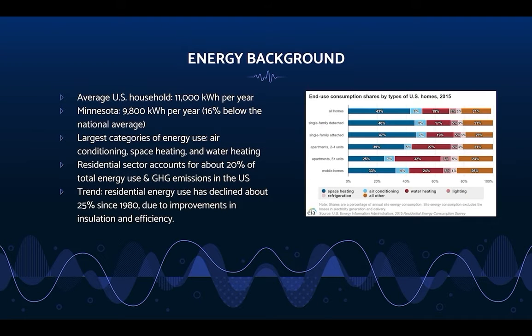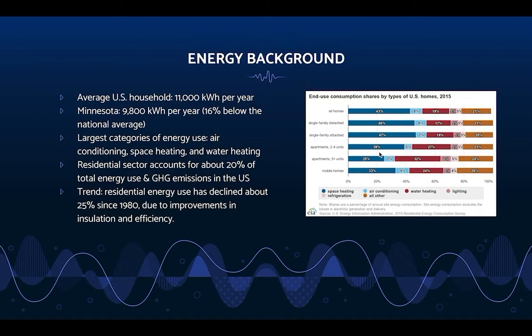For some energy background, the average US household uses about 11,000 kilowatt hours per year, and in Minnesota, the average home uses about 9,800 kilowatt hours per year, which works out to about 871 kilowatt hours per month. And despite the cold climate, residential electricity use in Minnesota is actually 16% below the national average, and this is due in large part because many homes use natural gas for heating.